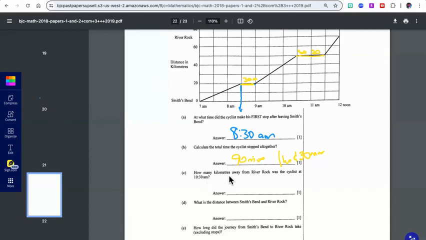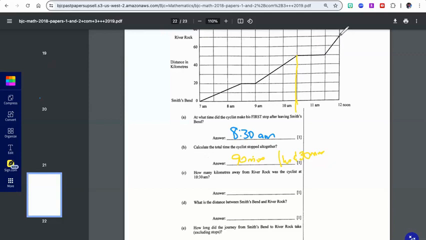Okay, so how many kilometers away from River Rock was the cyclist at 10:30? First thing we're going to do is go to 10:30, and we are going to mark it. At 10:30 is here. The question is asking how many kilometers away from River Rock was the cyclist at 10:30.